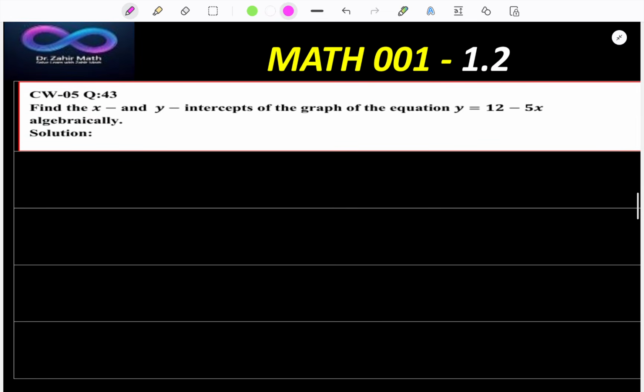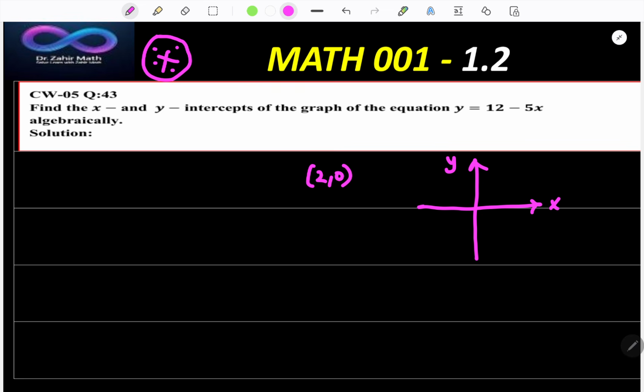The next concept is very, very important. We are talking about x and y intercepts. What do you mean by x-intercept, teacher? This is called the x-axis, and this is called the y-axis. Suppose I ask you to plot the point (2, 0). Where do you put (2, 0)? It is here: x is equal to 2, y is equal to 0, correct?